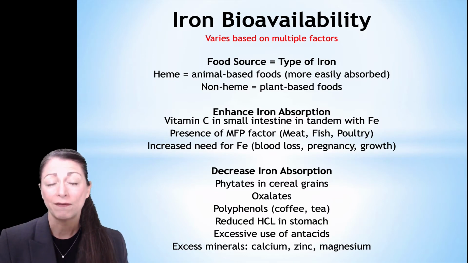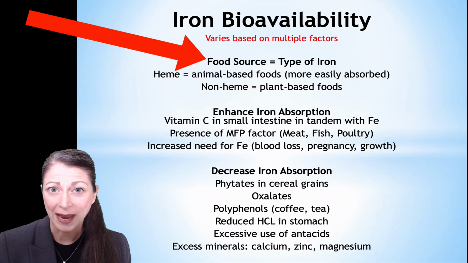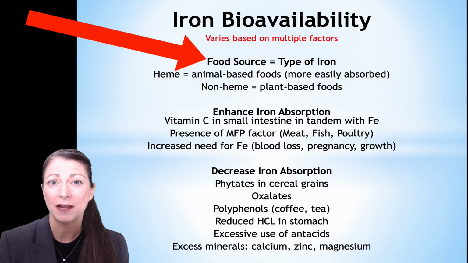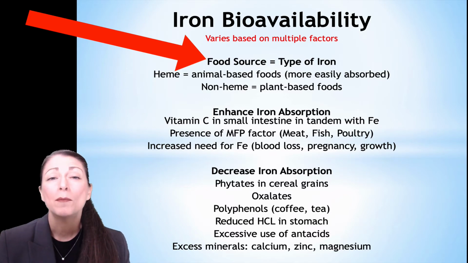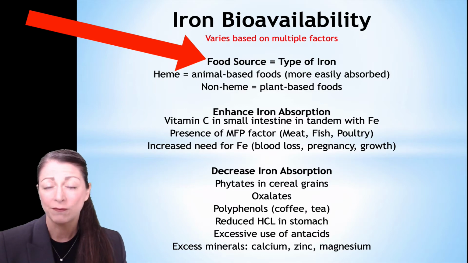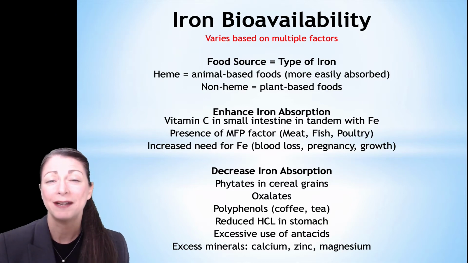The first thing that affects iron's bioavailability is the source. Are we talking about plant-based iron or animal-based iron? Animal-based iron, food from animal sources, is called heme iron, and heme iron is the most easily absorbed and used by the body. Plant-based iron, iron from plant sources, is called non-heme iron, and this is a little more challenging for the body to absorb. We can absorb it, but not as easily.